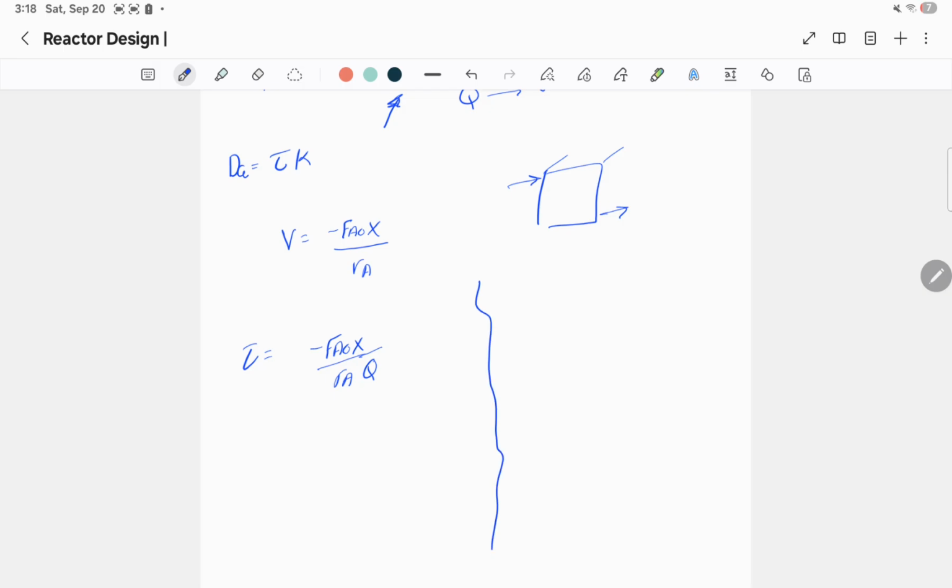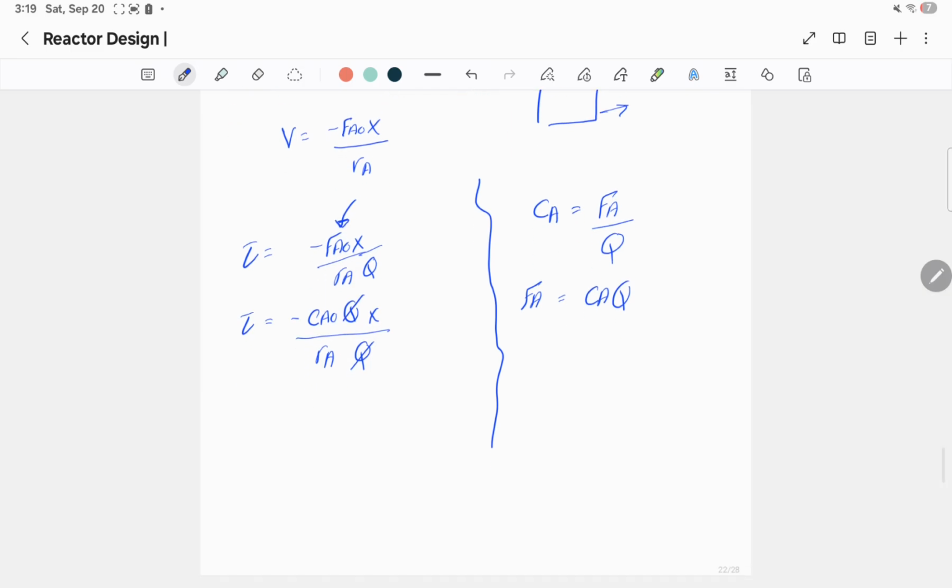Now we know that concentration equals mole flow rate divided by volumetric flow rate. Therefore, FA equals CA times Q. We're going to substitute that here in order to get rid of the Q. So space-time equals negative CA naught times Q times X divided by RA times Q. That way we can cancel the Q and we'll be left with space-time equals negative CA naught X divided by the rate of reaction.